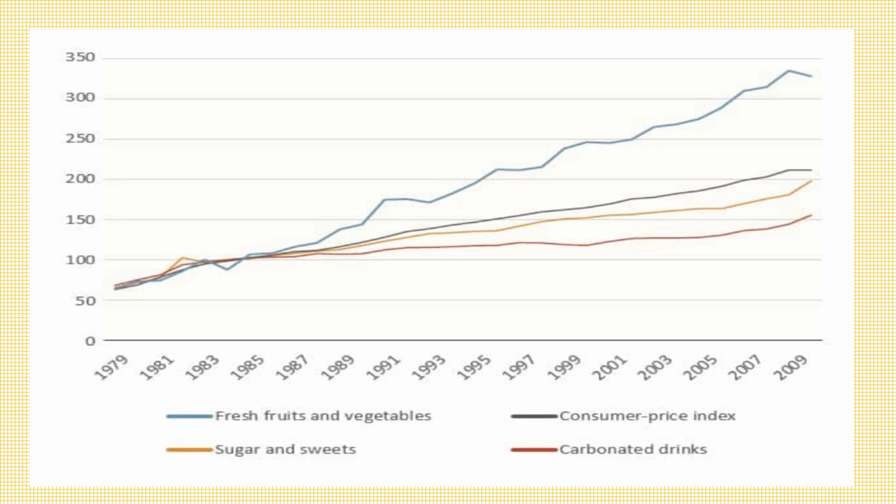The consumer price index and prices of sugar showed a steady increase from 1979 to 2009, whereas the rise in the price of carbonated drinks is prolonged. In contrast, the price of fresh fruits and vegetables, despite periodic fluctuations, rose sharply. To conclude, we can say that overall inflation has increased in the last 3 decades.